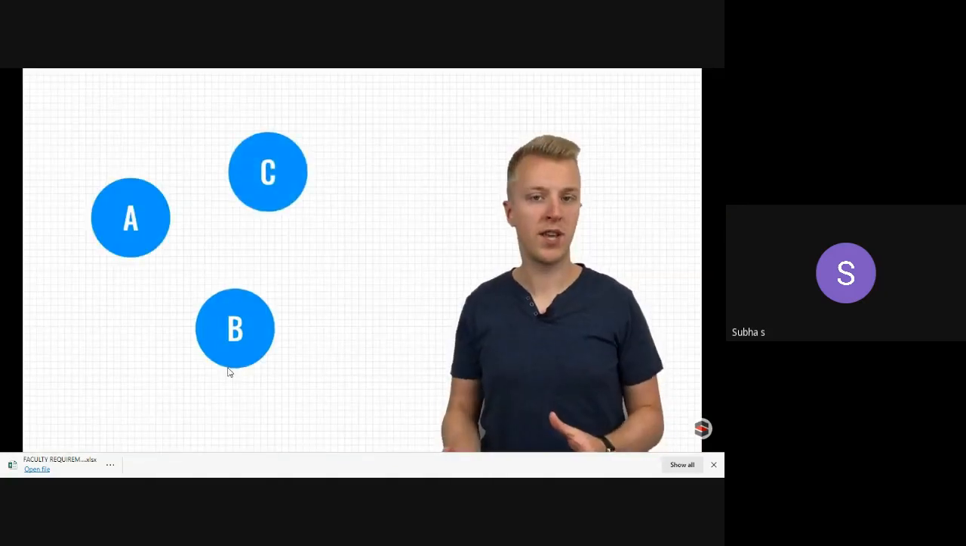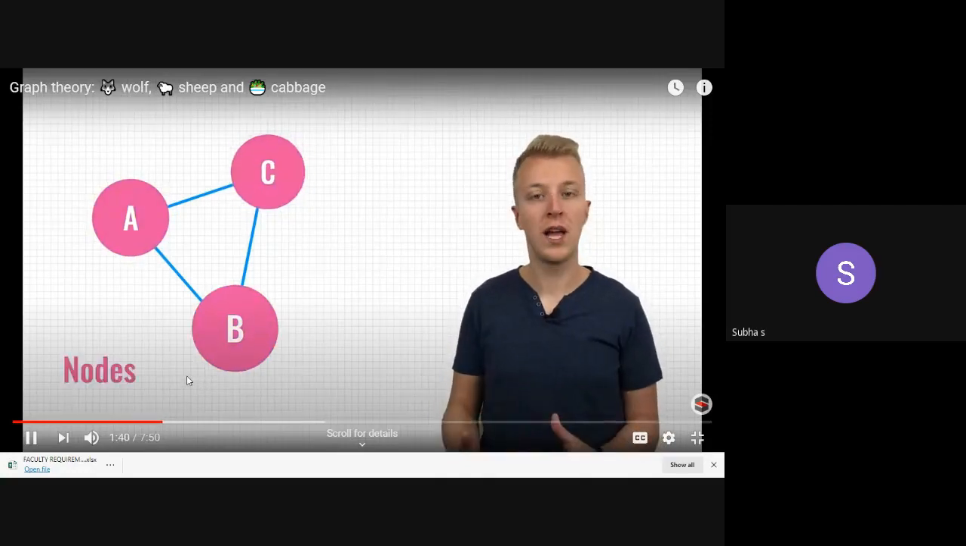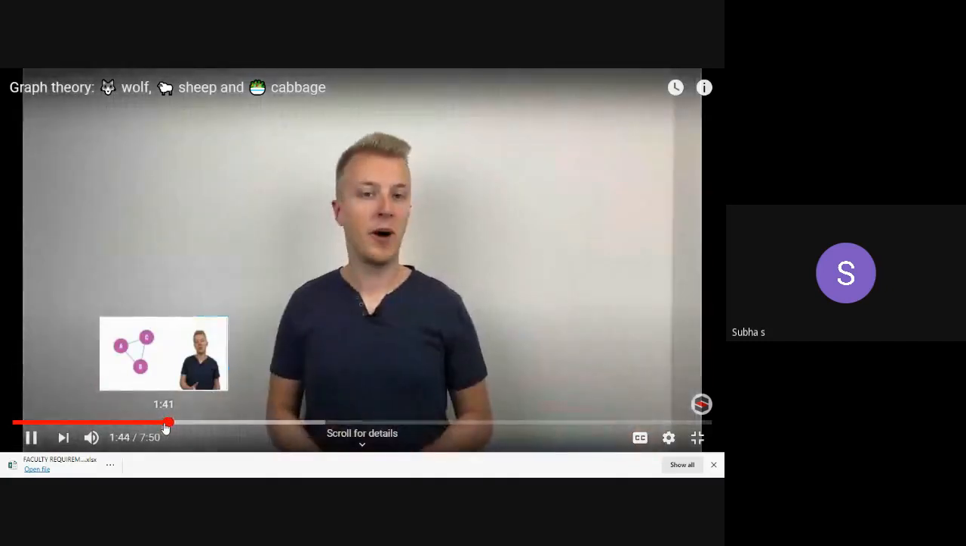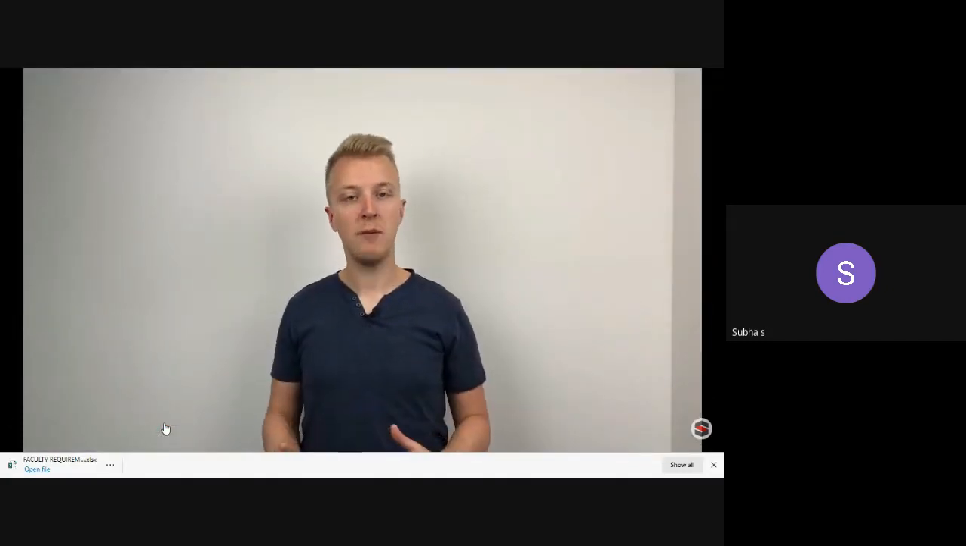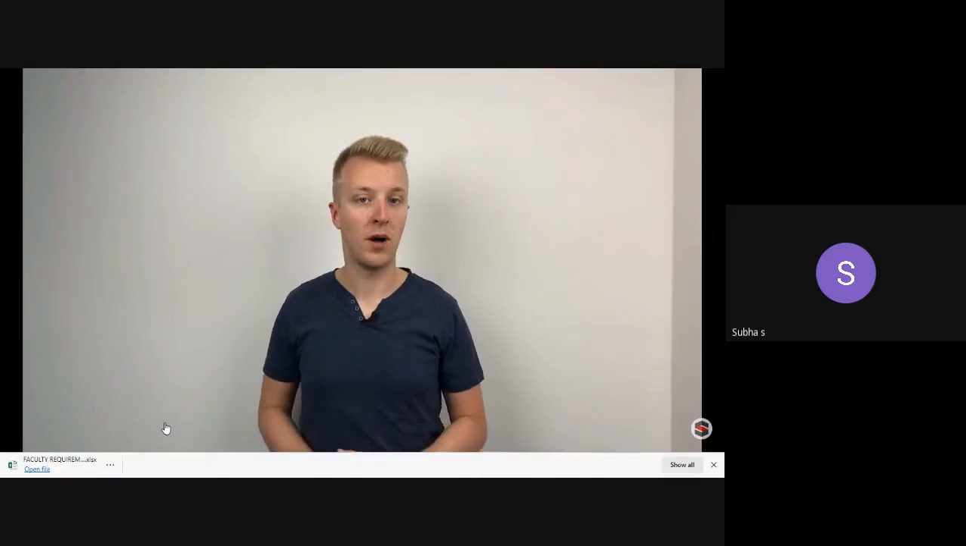A graph is a representation of elements that are connected with lines. Each element is called a node, and the connections between them are called edges. Now let's solve our puzzle by using graph theory. We'll start by writing down all the valid states for our puzzle.